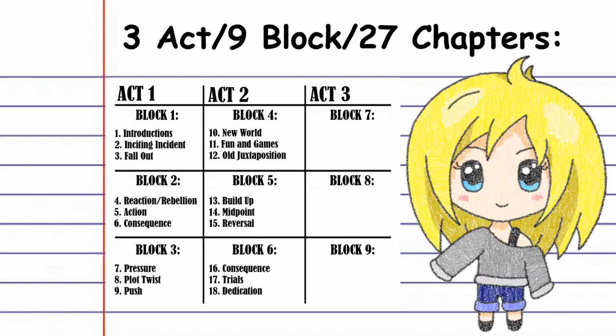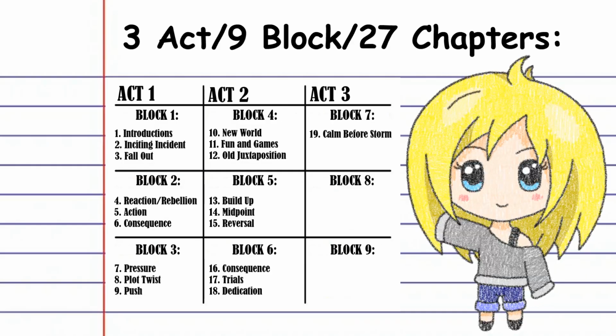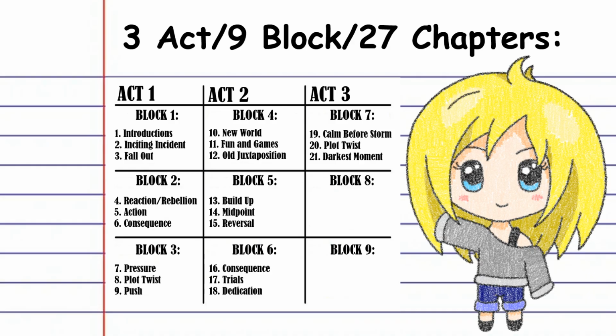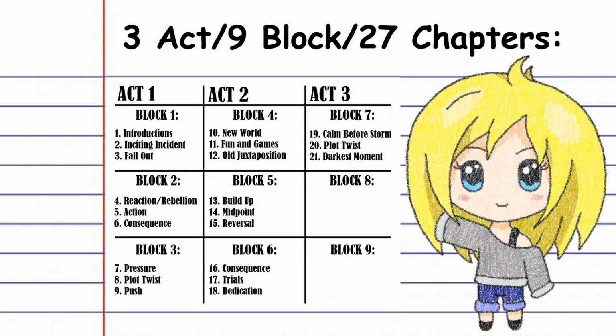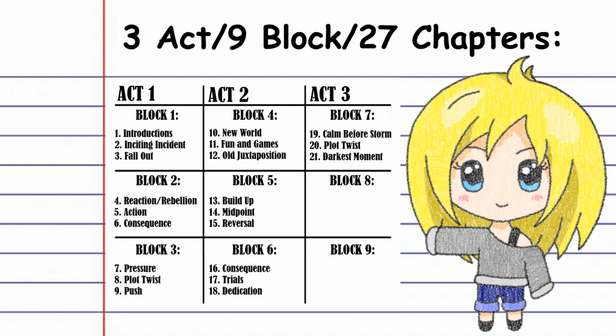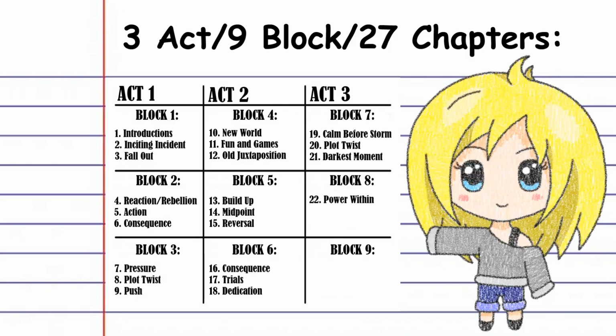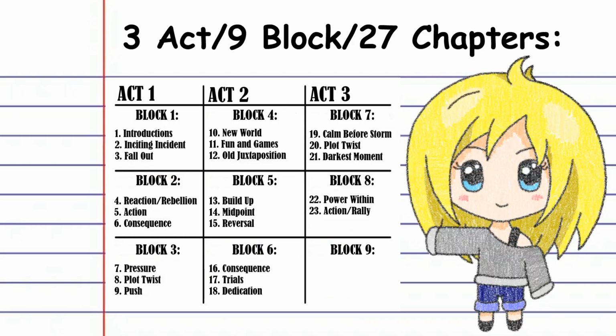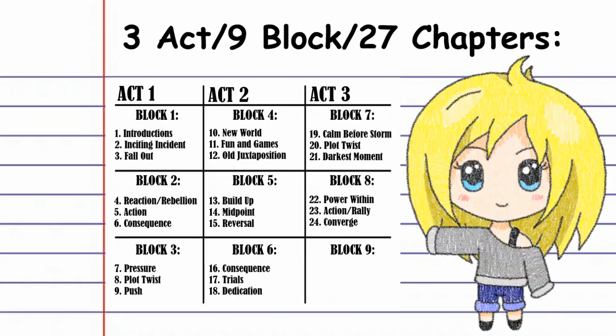In Act 3, Block 7, we begin with the calm before the storm, building up towards the climax of the novel. Then we get another plot twist. Hooray! I love plot twists. And then we have the darkest moment, the part of the novel where everything seems hopeless and the protagonist cannot see how they are going to succeed. Now we get to Block 8 and the power within. The protagonist finds the motivation they need to keep going. Then we have the action and rally. The protagonist gathers their friends and loved ones for one final push against whatever it is they are fighting against, and they all converge for the finale.